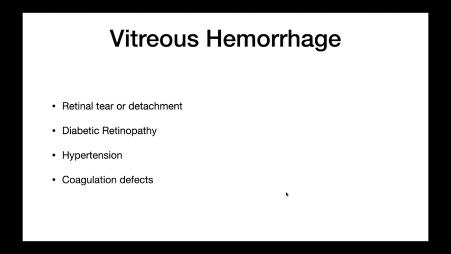A vitreous hemorrhage is when blood accumulates inside the eye, and this is often seen with a small retinal tear or a detachment. In diabetic retinopathy and hypertension, because of the extreme elevation of pressure, it can cause a leakage. Also different blood disorders, coagulation defects, if you're taking anticoagulants and maybe your blood becomes too thin, taking aspirin, and also some types of blood cancer can cause the bleeding in the eye.